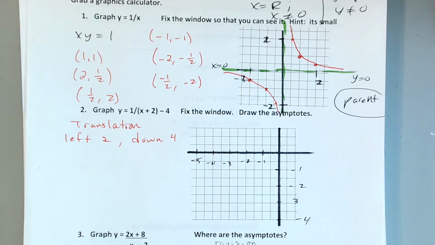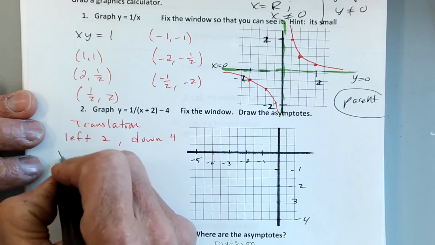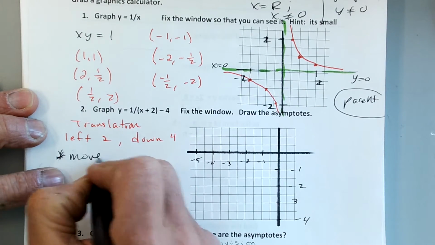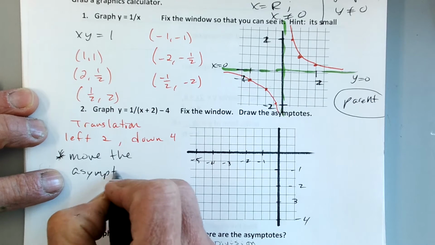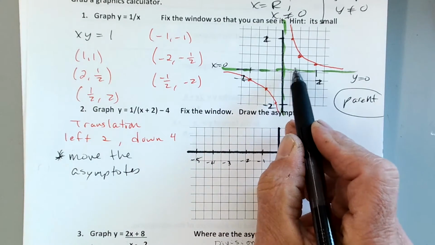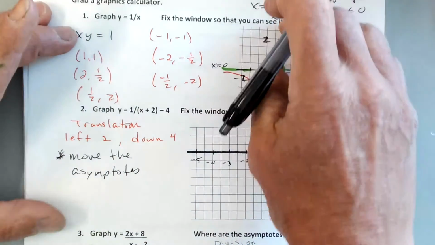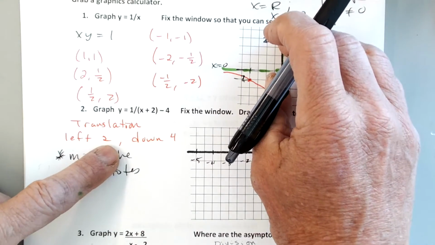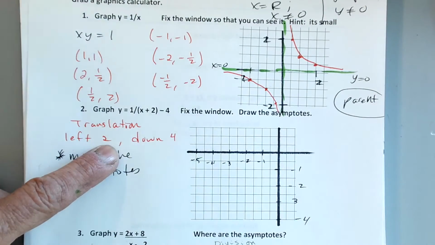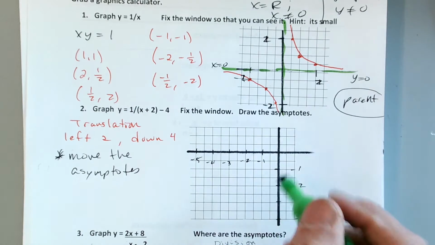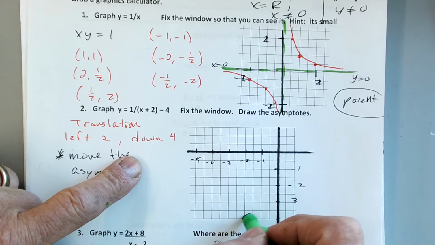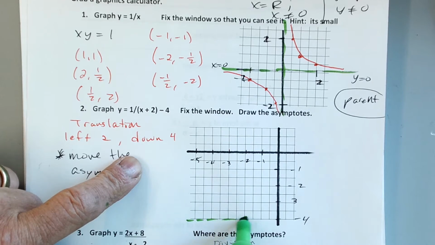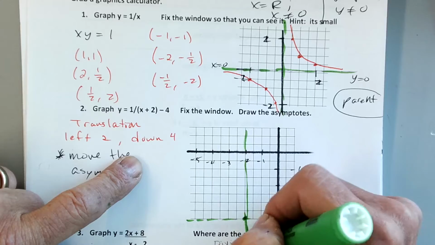So, what do I move? The easiest thing to move is the asymptote. So move the asymptotes, because you got a center point right here for the asymptote. So the easiest thing is to move the asymptote, move it left 2. So we take the asymptotes and go 1, 2, and down 4. 1. So my asymptotes are going to be here, okay?